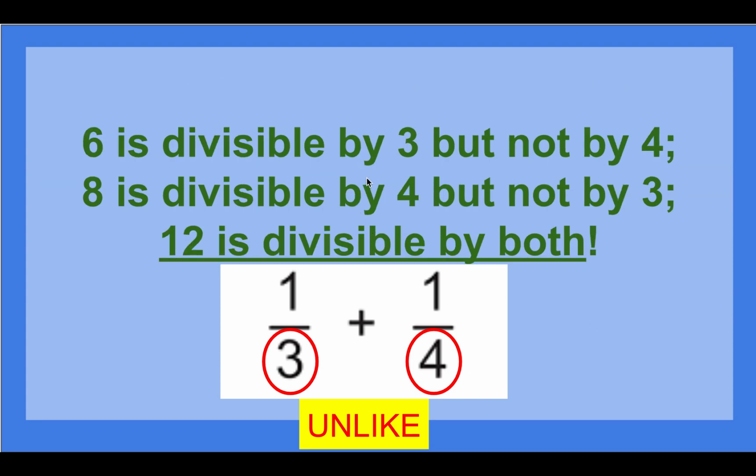Okay, 6 is divisible by 3, but not 4. For example, if we say 6 divided by 4, we won't get a neat number, we'll get something with a remainder. 8 is divisible by 4, but not by 3. For example, if we divide 8 by 4, we would get a neat whole number of 2, but if we divided 8 by 3, we would not get a neat whole number. We would get either a fraction or a remainder. 12, however, is divisible by both.